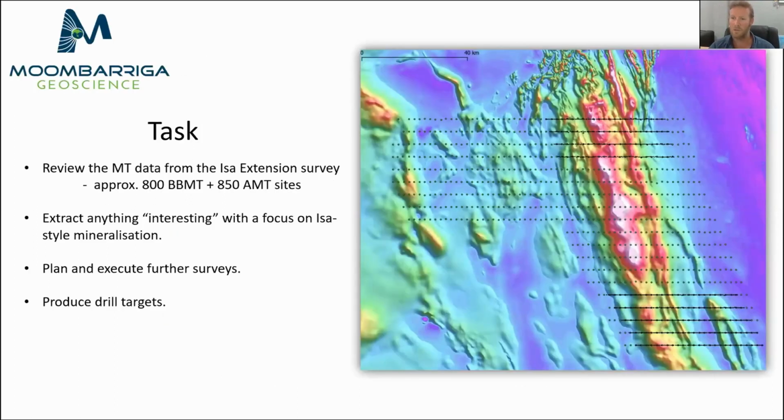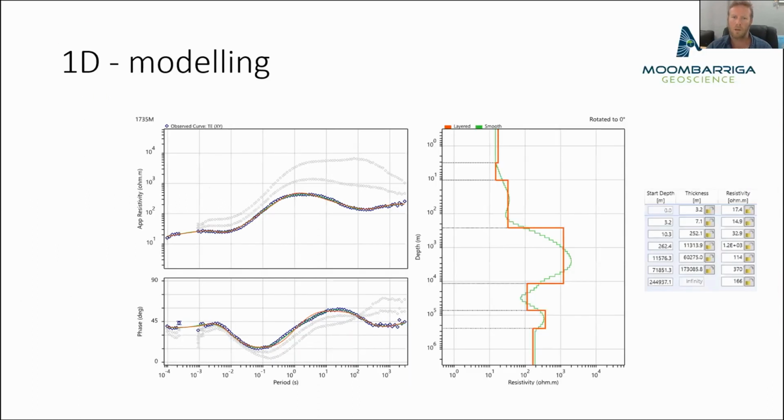So the first step was to just run a 1D model on these data. My thinking was that the strike of the geology is predominantly north-south, so we would run 1D models on the north-south mode. Here's just an example from one of the random sites.